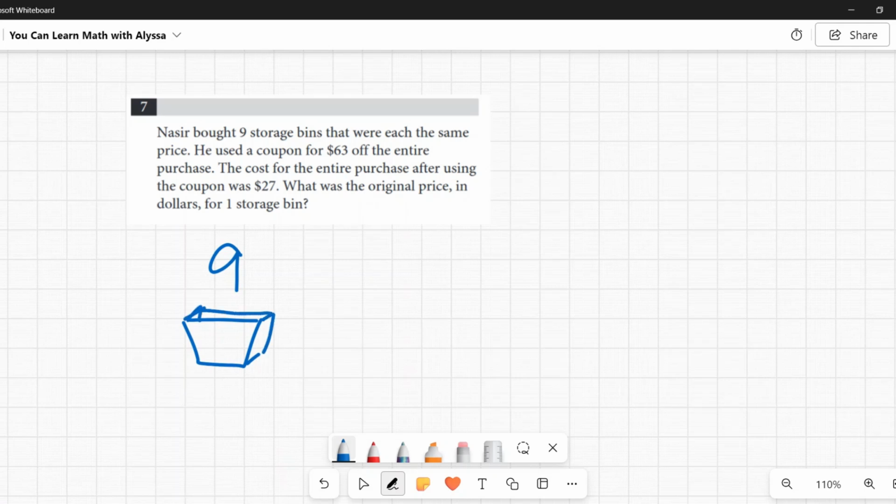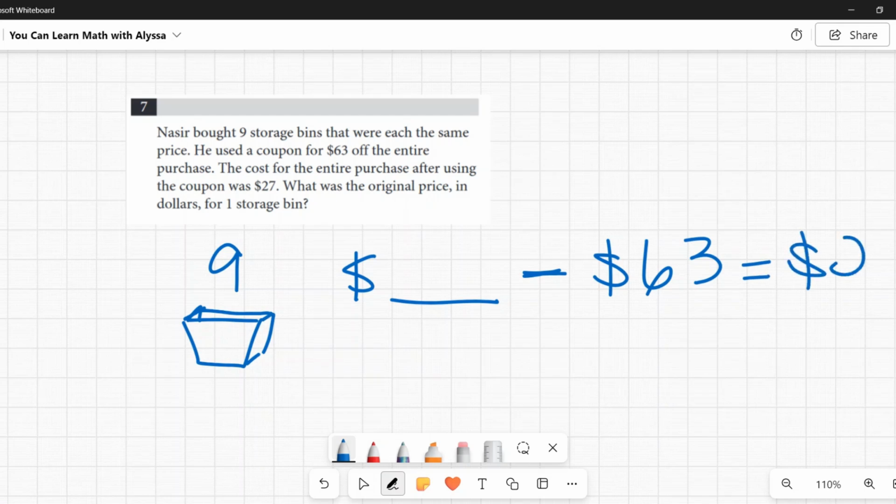Why do I make it 3-dimensional? Why not? Okay, so he buys 9 storage bins. They're each the same price, and he has this total amount. And then he uses a coupon, so he gets $63 off. And then the cost is $27.